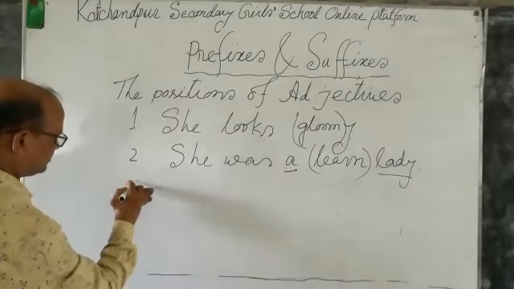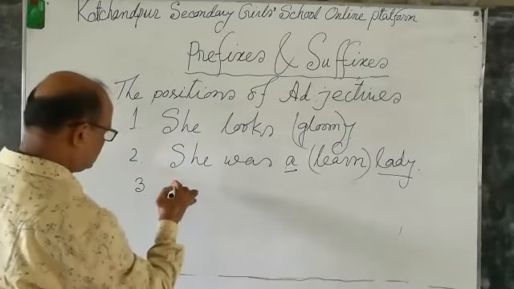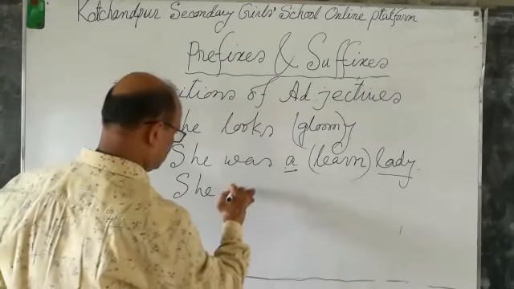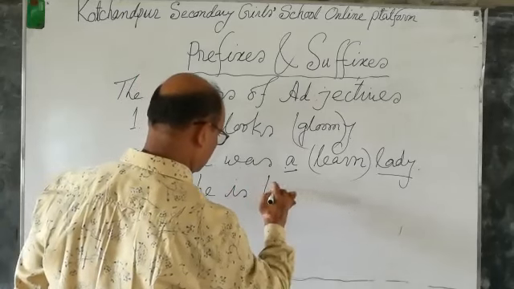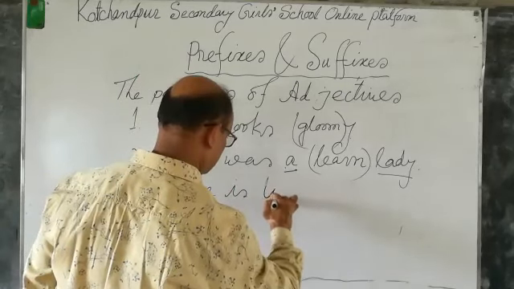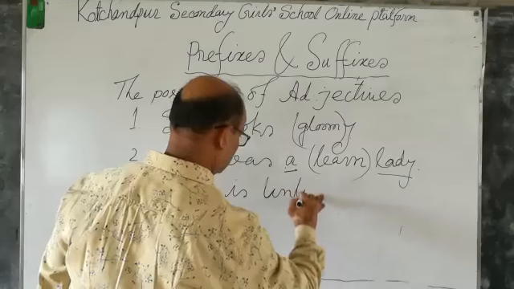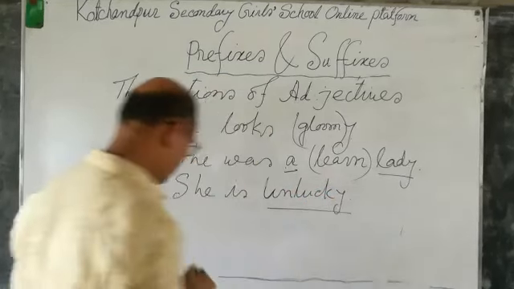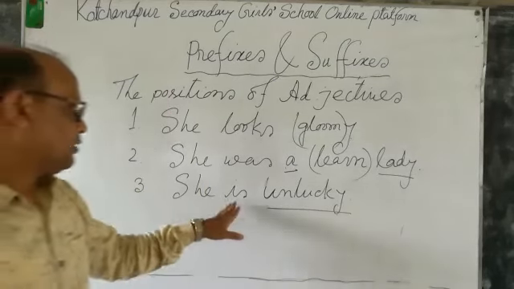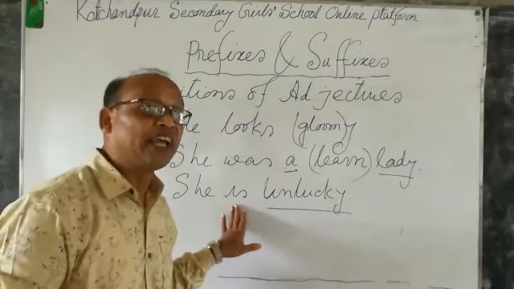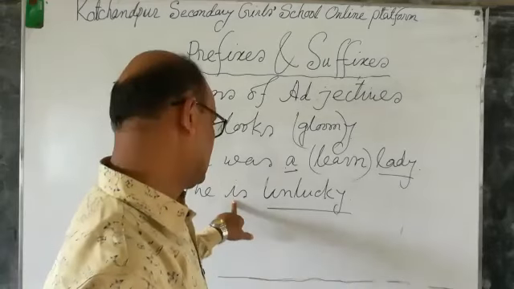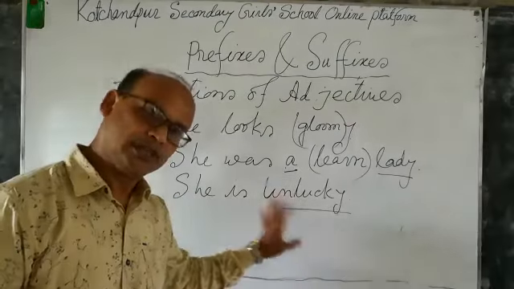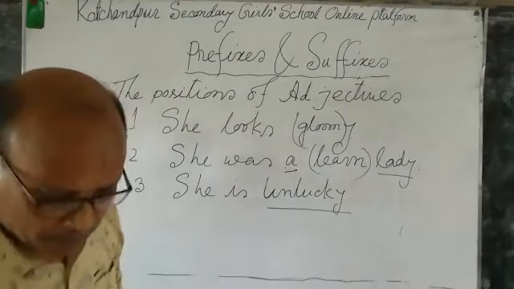And number three, she is unlucky. When be verb is used as principal verb, adjectives are used after that. Okay? And so on, dear students.